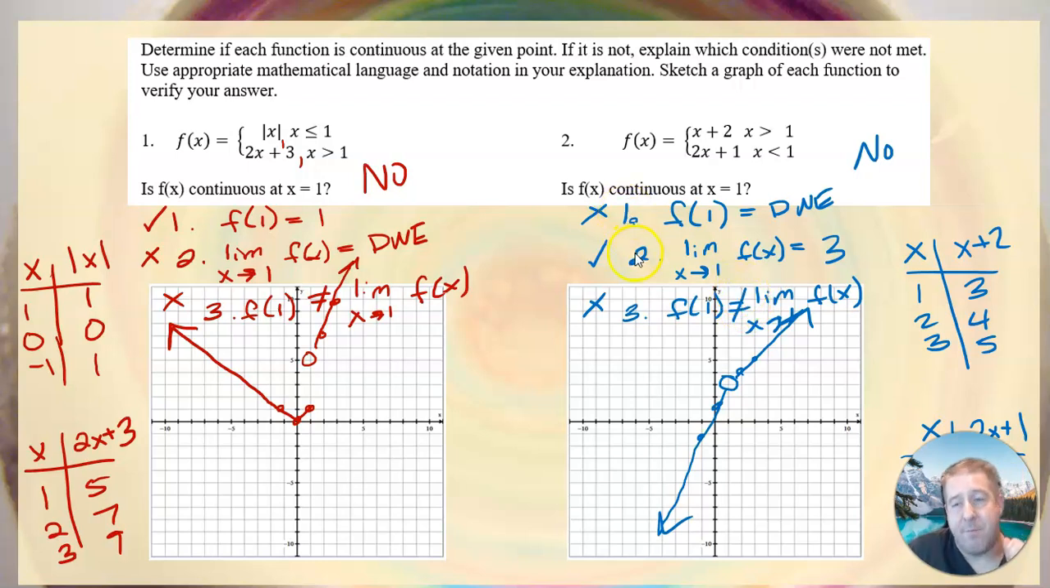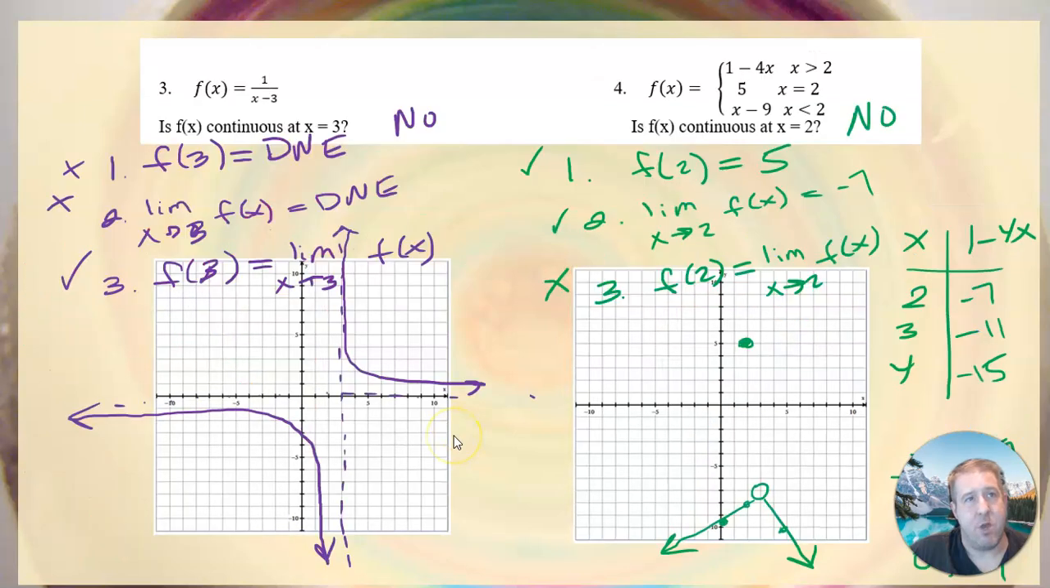All three of the 3-point continuity tests must be true in order for the answer to be yes, continuous. Both of these examples have been no. They are not continuous at that point. They are continuous at other places, just not at the point they're asking us.